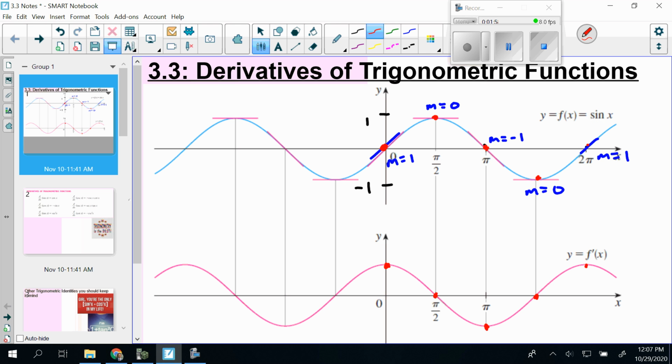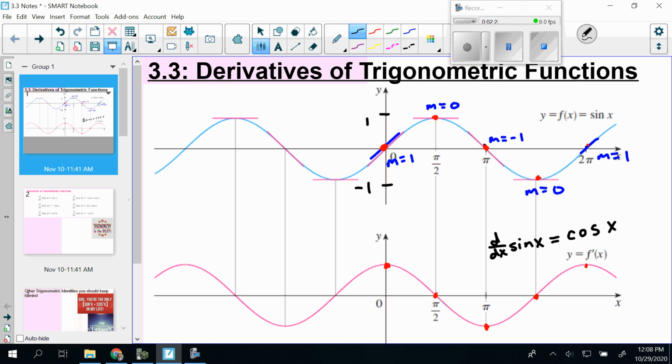Well, what is this a graph of? If you remember back from trig, this is the graph of cosine of x. So what that tells us is if you take the derivative of sine, you get the cosine graph. So derivative of sine ends up being cosine.